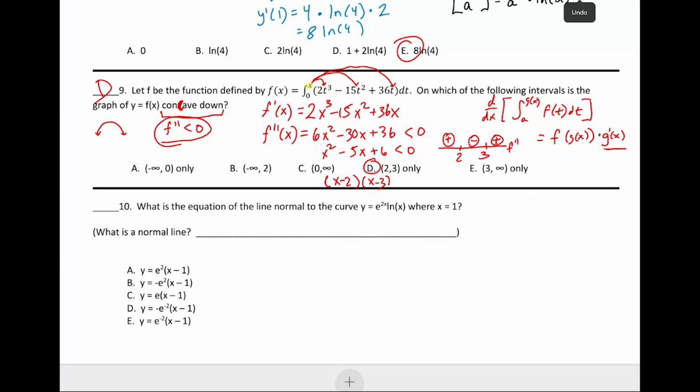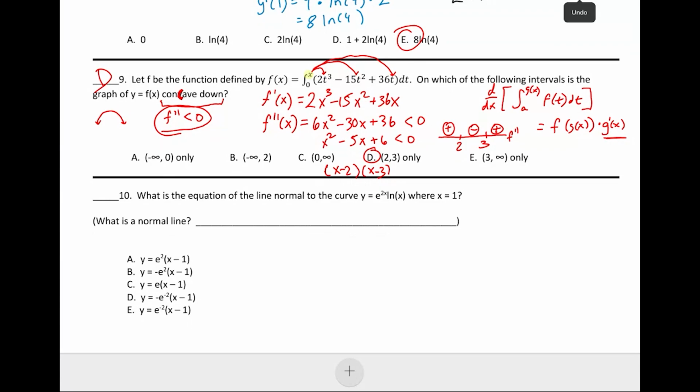That's kind of a tricky one. That's got the fundamental theorem and also the information about concavity. So you've got to differentiate, you've got to find the second derivative, and you've got to know what it means to be concave down. That's a pretty hard problem. That problem tests so many different pieces of calculus that we learned this year. So yeah, don't feel bad if you struggle with that one.